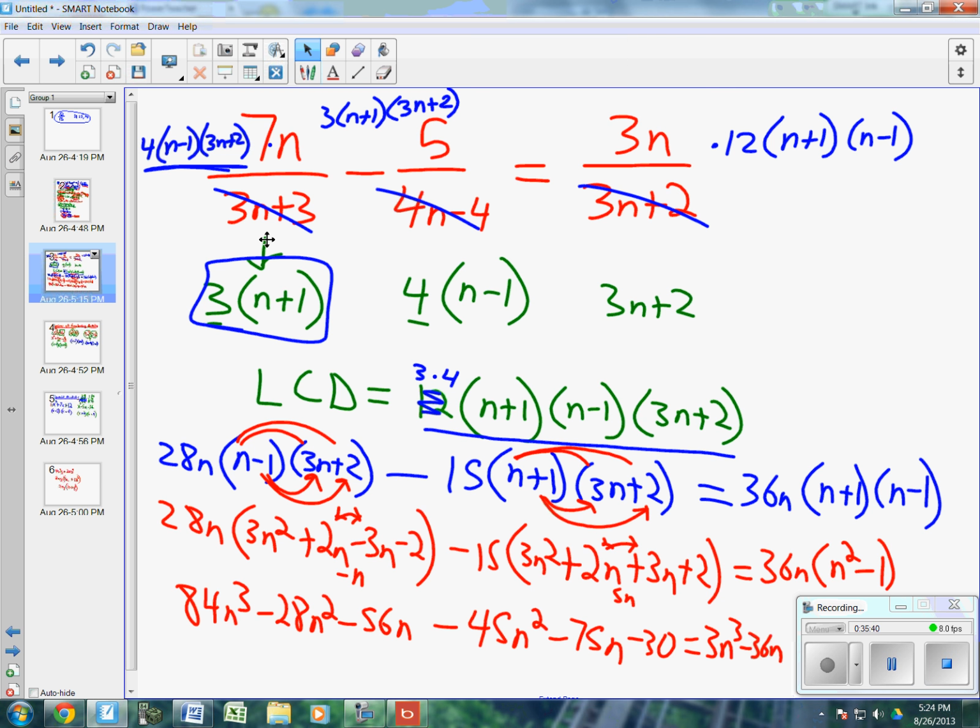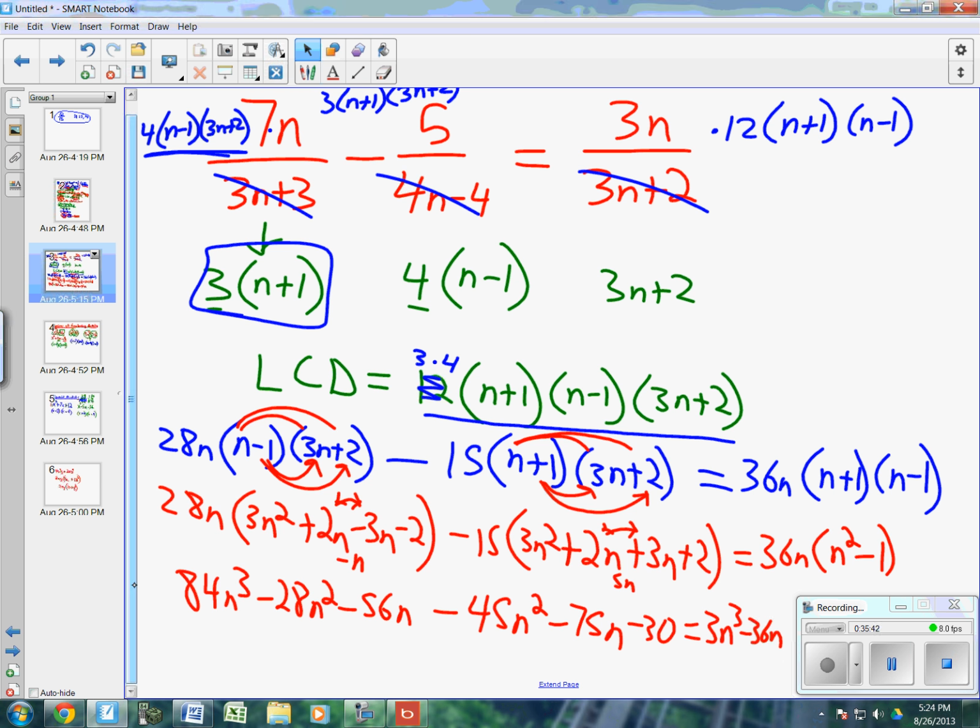For some reason, I'm starting to wonder if I did something wrong, because the n cubes aren't going to cancel out. I'm not sure if that was meant or not, but we'll continue the problem and see what happens right here.